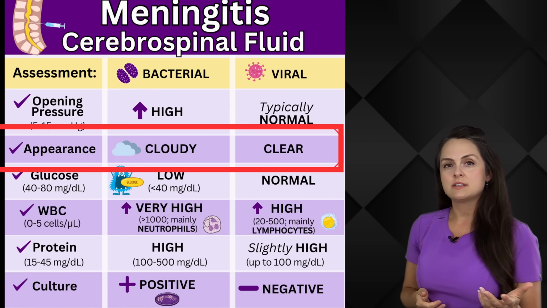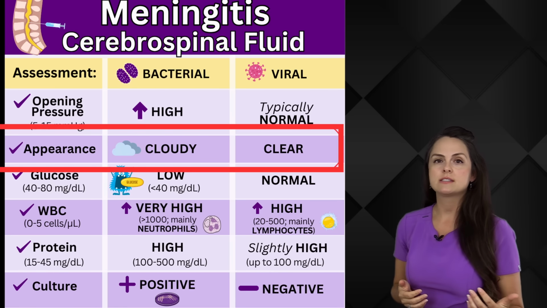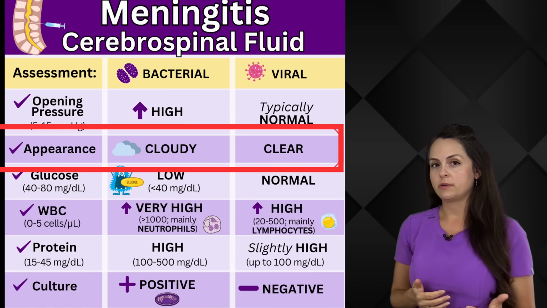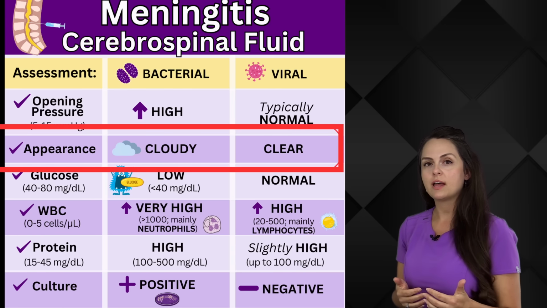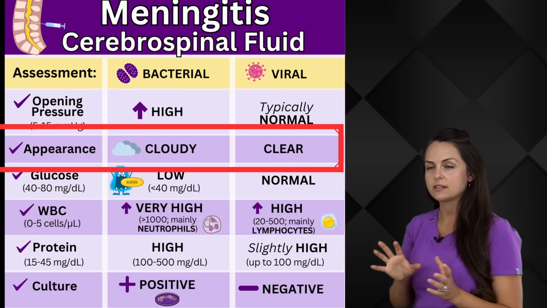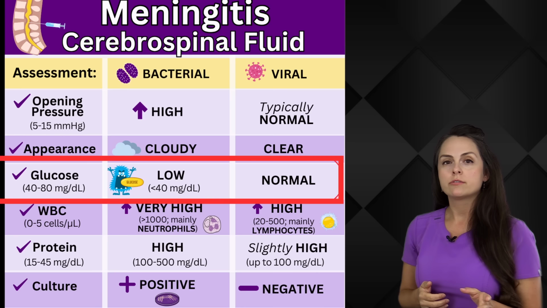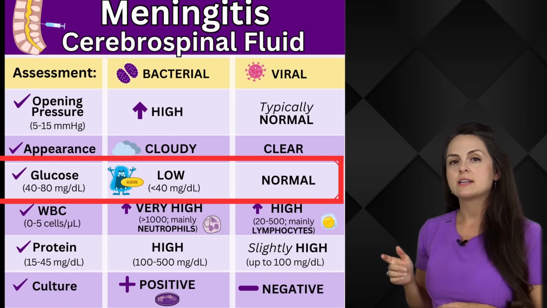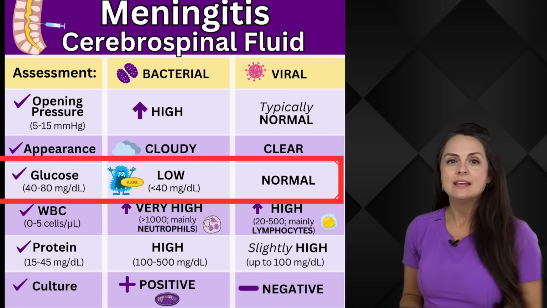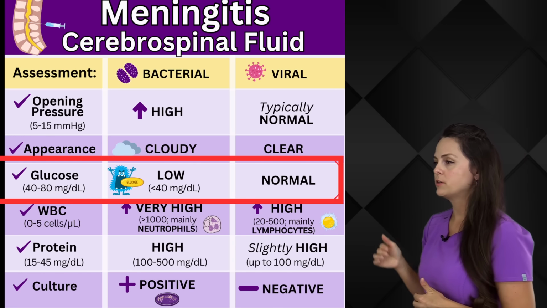With the appearance of this CSF in bacterial meningitis, it's going to be cloudy. The reason for this is because there's mainly neutrophils in that CSF with bacterial meningitis, and they are granular. Plus, there's going to be high amounts of protein and bacterial debris, so you get this cloudiness to it. With viral, it tends to be clear. The glucose in the CSF in bacterial meningitis is going to be low because the bacteria are eating it, so it's going to be less than 40. In viral, the glucose will be normal.